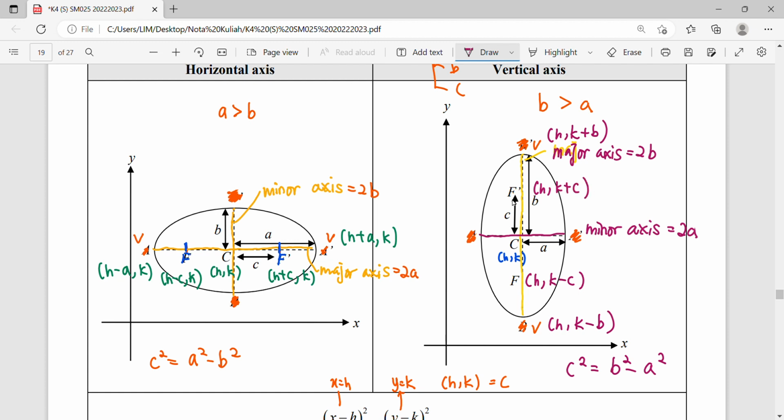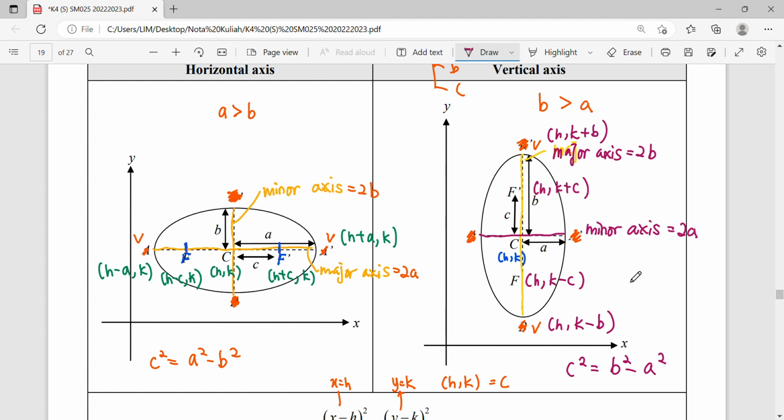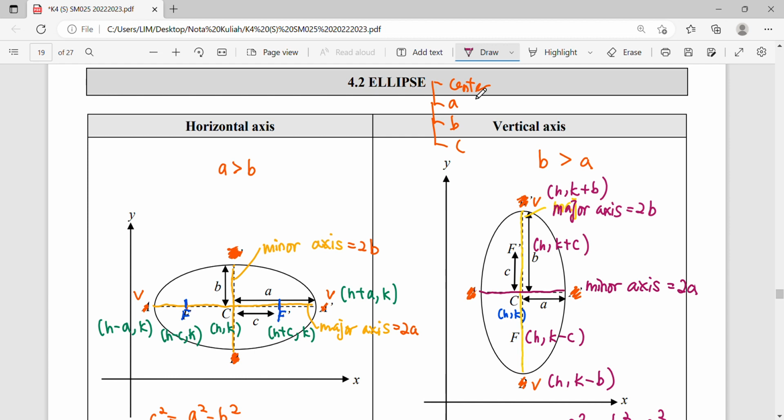So in calculation, when you're doing ellipse, we must know what's your center, what's your A, what's your B, and what's your C. When you're drawing, you must know where is your center, where's your focal point, and where's your vertex, if your ellipse is vertical. If your ellipse is horizontal, so where's your C, where's your focal point, and where's your vertex. So drawing properties, kita ada 3 titik lah. Alright. So kira-kira kena ada center ABC.